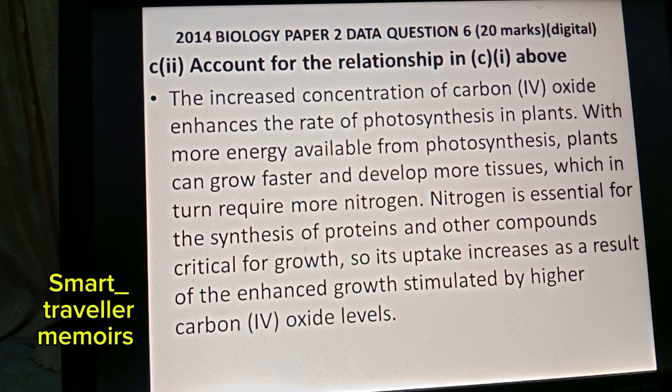Account for the relationship. The increased concentration of carbon dioxide enhances the rate of photosynthesis in plants. Plants can grow faster and develop more tissues, which in turn require more nitrogen. Nitrogen is essential for the synthesis of proteins and other compounds for critical growth. So its uptake increases as a result of the enhanced growth stimulated by higher carbon dioxide levels.